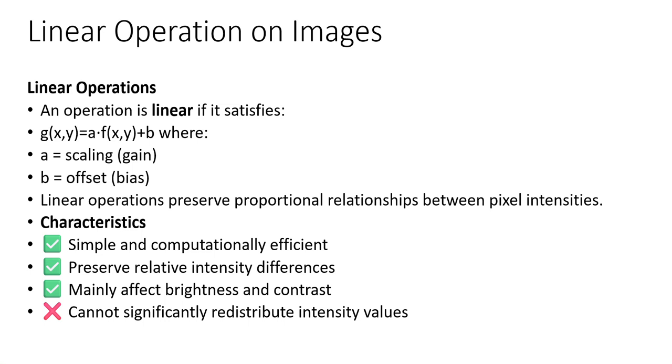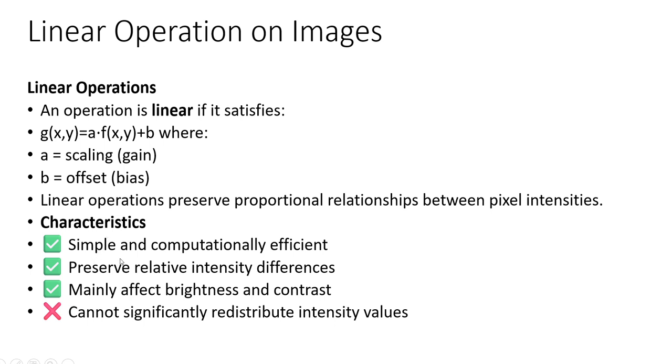We are going to discuss the linear and non-linear operations on images. An operation is considered linear if it satisfies scaling and an offset. These kinds of operations are said to be linear operations. These linear operations help to preserve proportional relationships between pixel intensities.